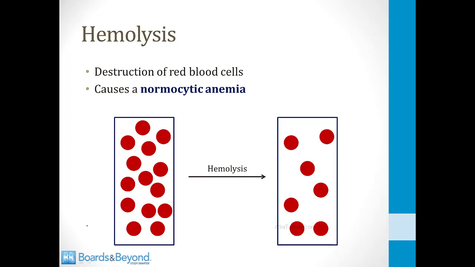So hemolysis means the destruction of red blood cells by one mechanism or another, and this will cause a normocytic anemia, and that should be fairly easy to understand. If you have a collection of red cells and you begin to destroy a select number of them, you will get fewer red cells, meaning you will have an anemia, but the red cells won't be changed in size, so therefore it will be a normocytic anemia.